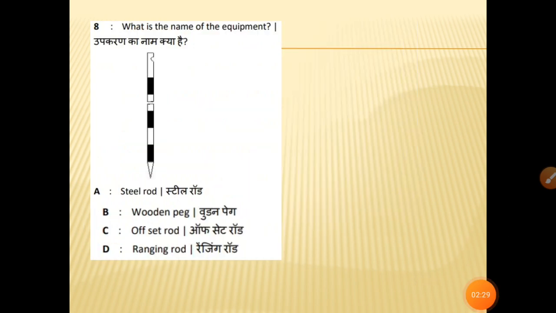Next question. What is the name of the equipment given in figure? Is it a steel rod, wooden peg, offset rod or ranging rod? Option C, offset rod is the correct instrument given in the figure.